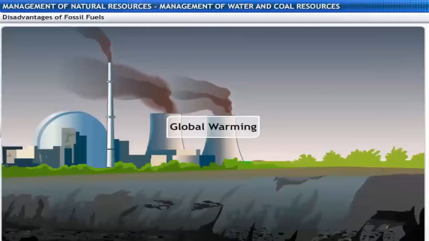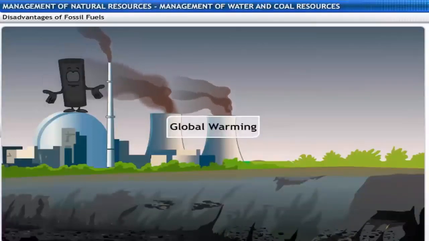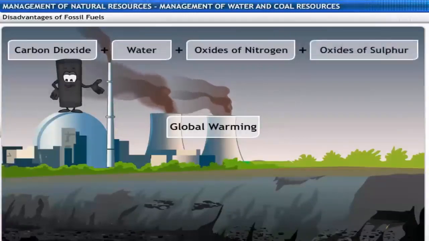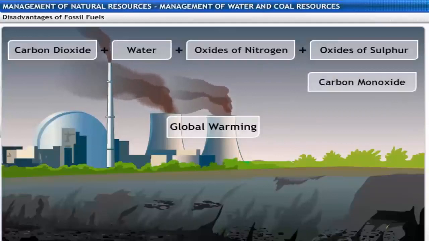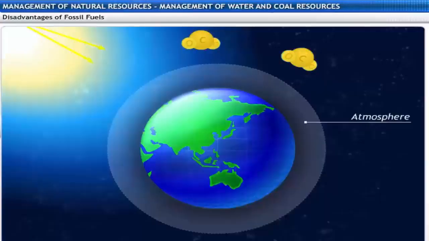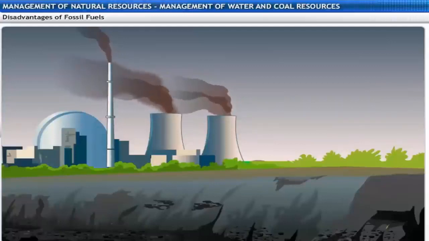However, fossil fuels also have some disadvantages. They contain carbon, hydrogen, nitrogen, and sulfur, which when burned create carbon dioxide, water, oxides of nitrogen, and oxides of sulfur. And when they are burnt with less oxygen, carbon monoxide is formed. A lot of these gases are poisonous at high concentrations. Also, carbon dioxide is a greenhouse gas, which contributes to global warming. Therefore, it is important to use coal and petroleum reserves carefully. Not only are these fossil fuels scarce, they also lead to a lot of environmental hazards.